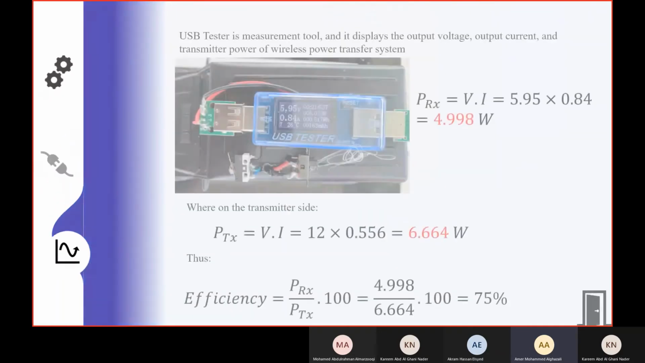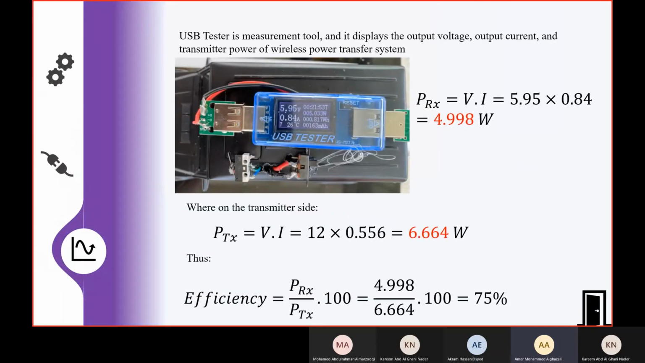After that, we have in the USB tester the received DC voltage and current. Also, we calculate the received power equal to 4.998 watts, and the transmitted power equal to 6.664 watts. Thus, we get an efficiency of 75%, which is a success.